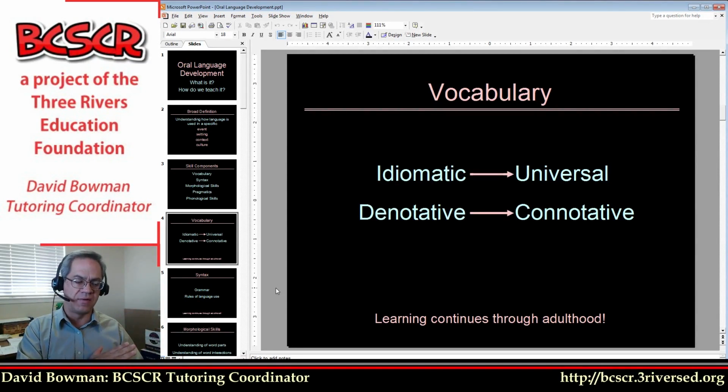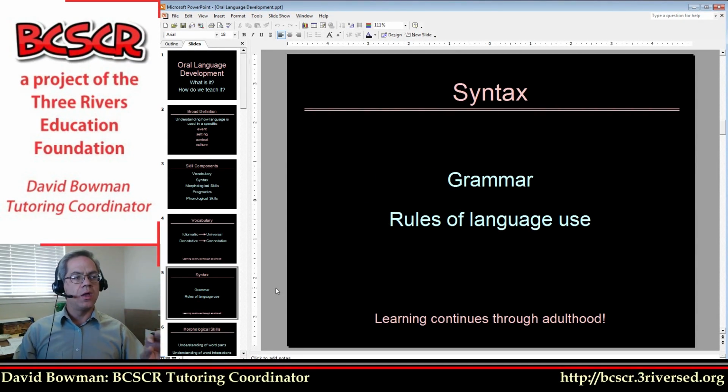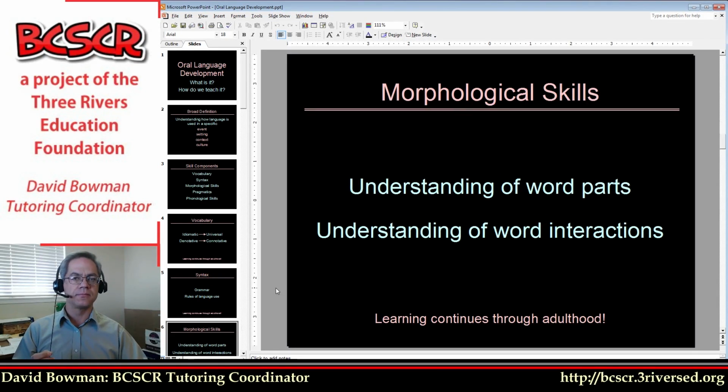When we talk about syntax, at its core, what we're talking about is the grammar of the language. How do you put words together in order to make complete, grammatically correct sentences? So we're kind of talking about the rules of language use. What are the rules for how language should be spoken in order to create correct language use?